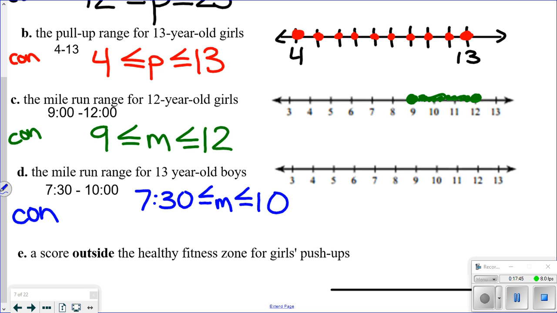So on our number line, we're going to have a closed circle at 7.5, 7 minutes and 30 seconds, so halfway between 7 and 8. Another closed circle at 10. And remember, we don't have to count time in minutes or in whole numbers. So we can actually shade for this one again, and we're going to shade everything in the middle.